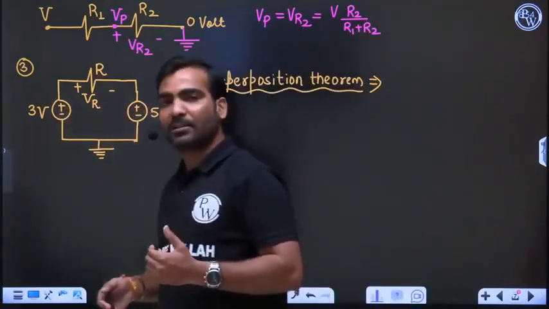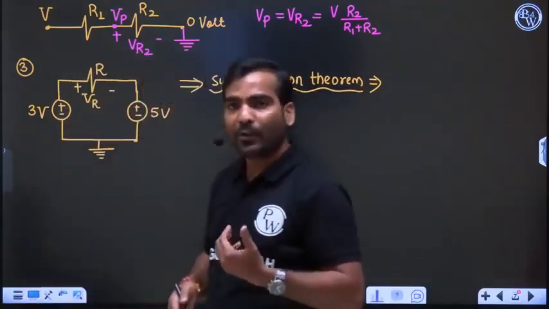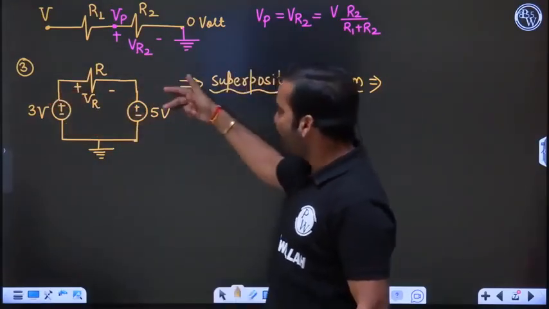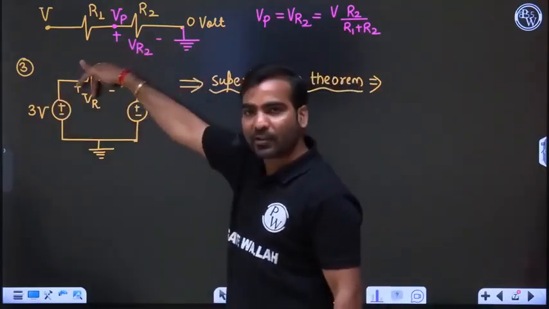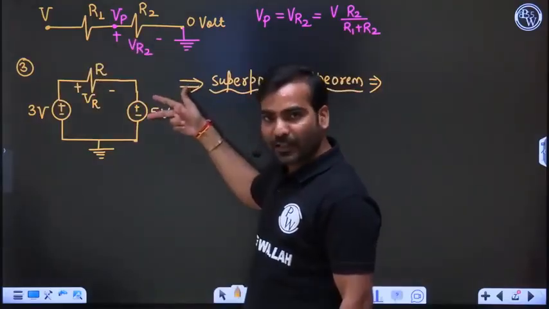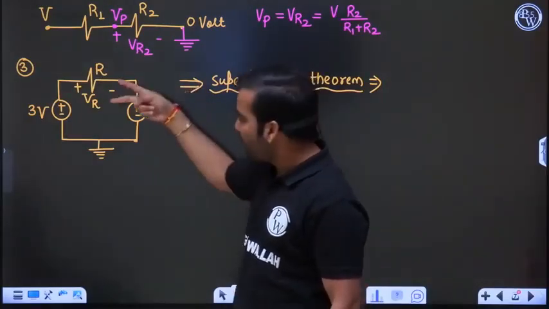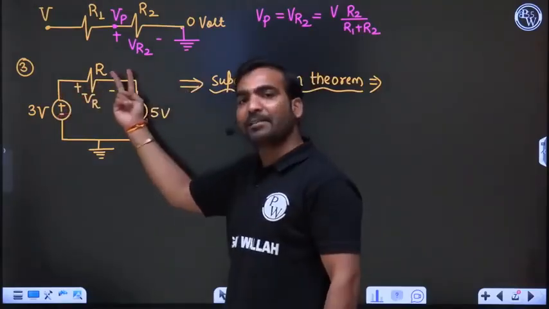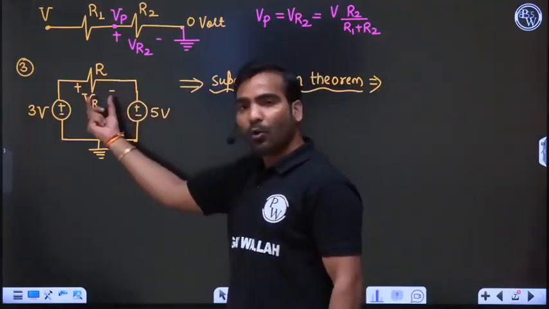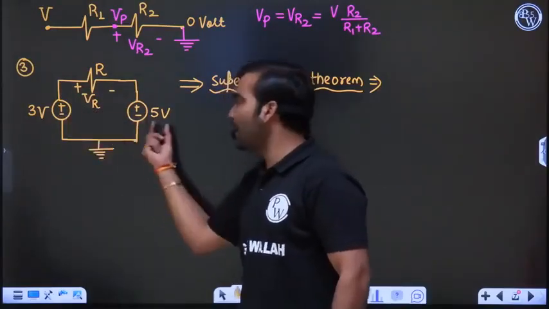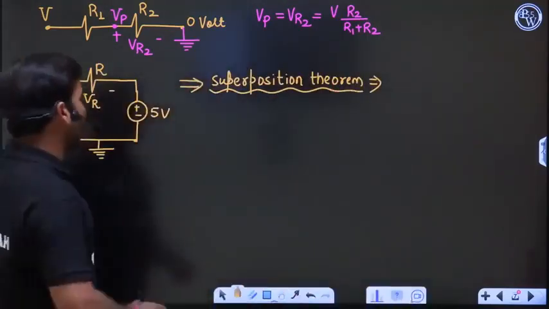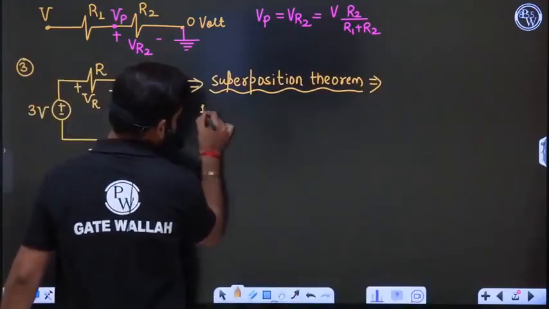What does the superposition theorem say? One by one you will do the analysis. Suppose 3 volt is available and 5 volt is switched off. What is the voltage across R? Then the second step is 5 volt alone is working, and 3 volt is switched off. Then what is the voltage across R? And then you will find the overall voltage VR when both the sources are available. That is called the superposition theorem, right? So now the first step is A.